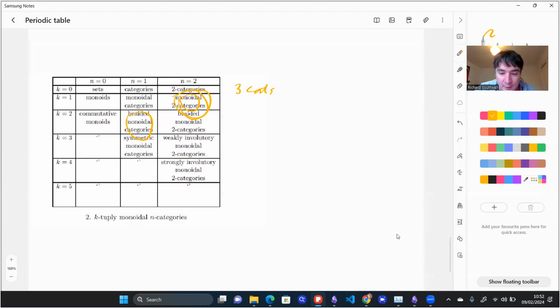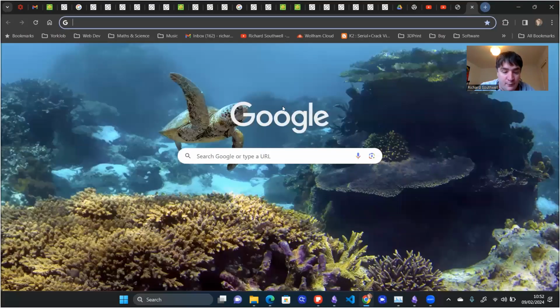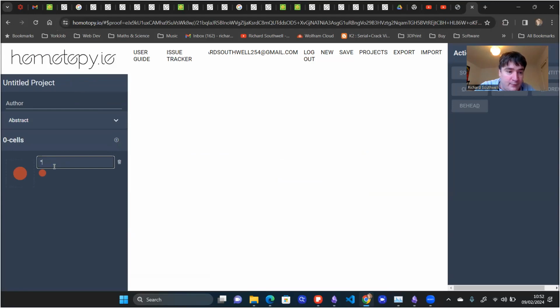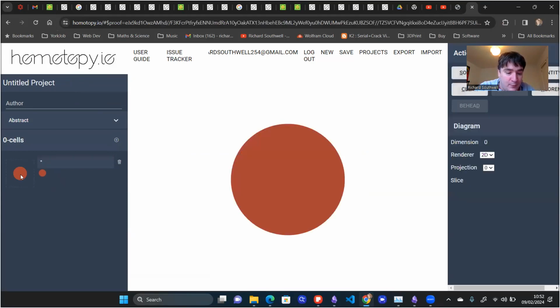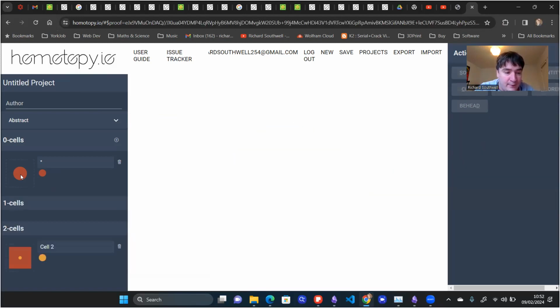The easiest way to actually have a go at this is to go to Homotopy.io, and we'll visualize something like this. So we need our 2 initial dull layers. We've got star, and then we'll take the identity of star and use that as a source, then the identity of star and use that as a target.